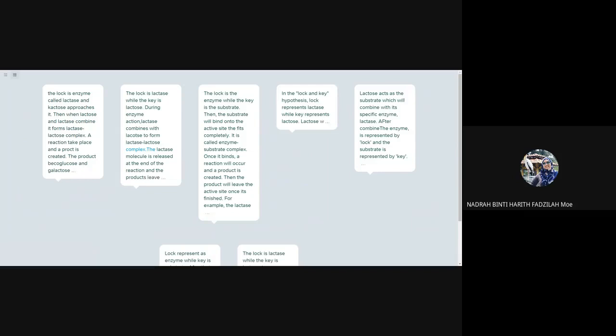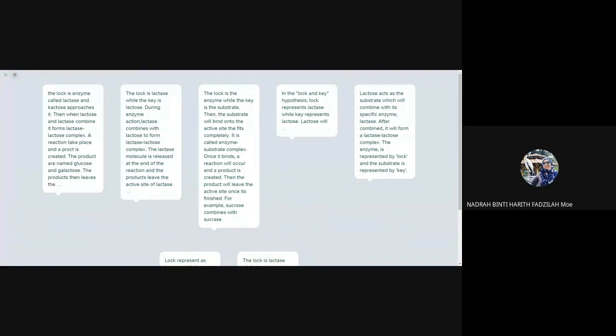So, anak-anak, kita kena terus bagi tahu dalam jawapan kita ni nama enzim tu apa. Kenapa? Sebab dalam rajah dia dah label kat situ dia punya substrate dia lactose. So, kita tahu substrate dia lactose, we have to fill in the blanks. Kita tak boleh nak cerita secara umum dah. The log is the enzyme while the key is substrate. Kita kena cerita spesifik. The log is lactase. The key is lactose.